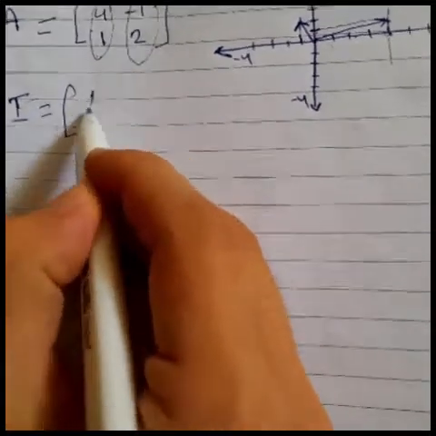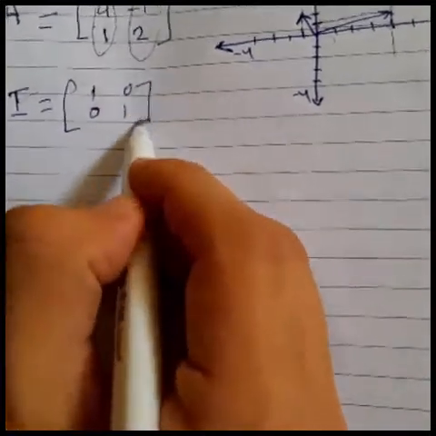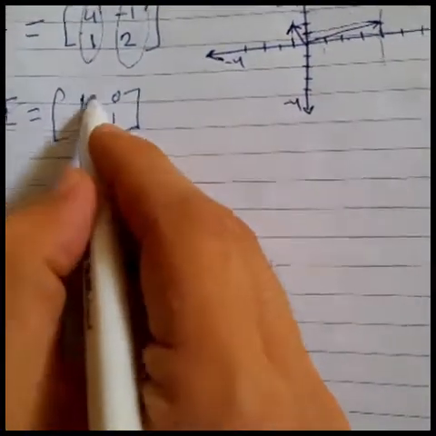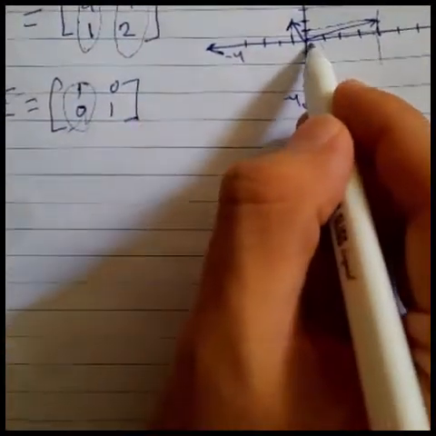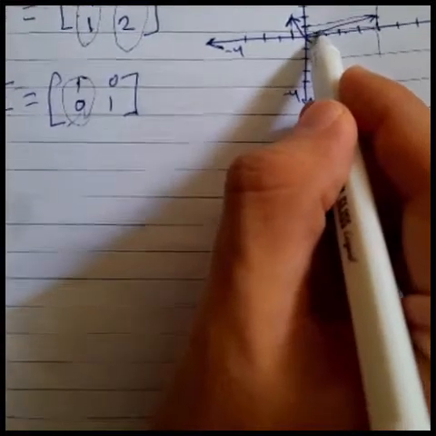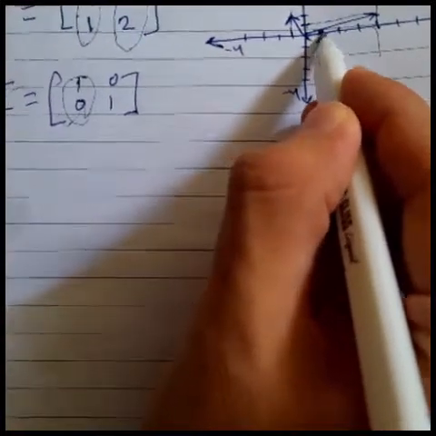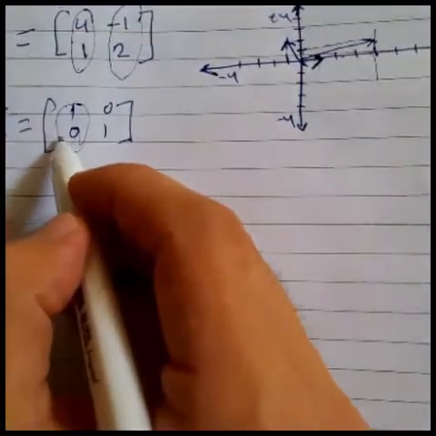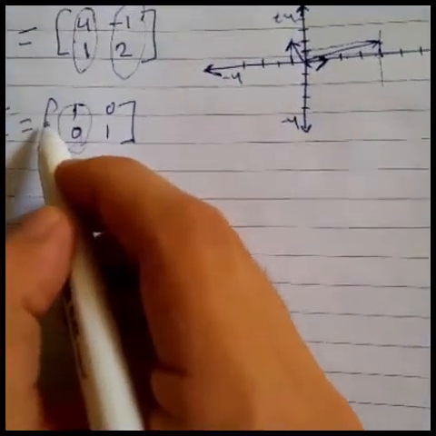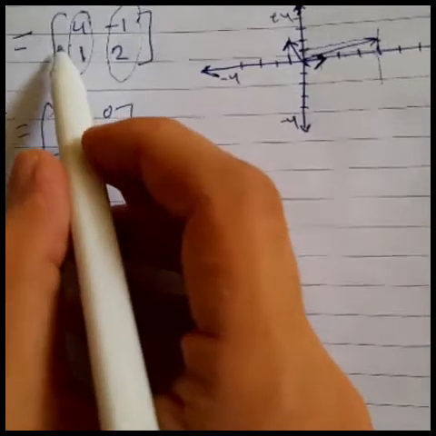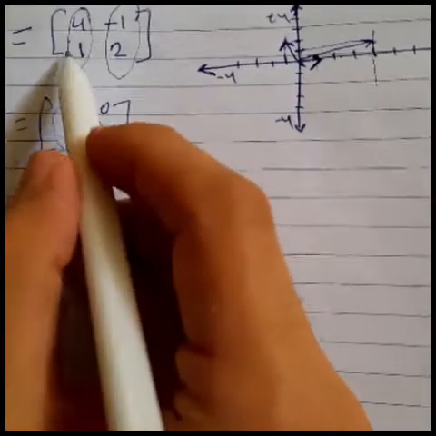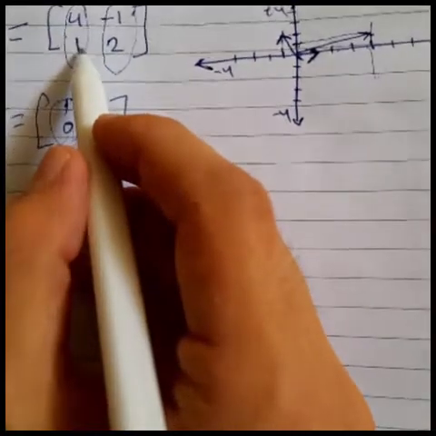Now we will draw our identity matrix. Identity matrix looks like this, and if we draw that on the graph, this is the first vector, 1 and 0. So x is 1 and y is 0. This is the first vector. Now this identity matrix, as I said, is transformed into matrix A. So our first vector, which was 1 and 0, is now transformed into 4 and 1.